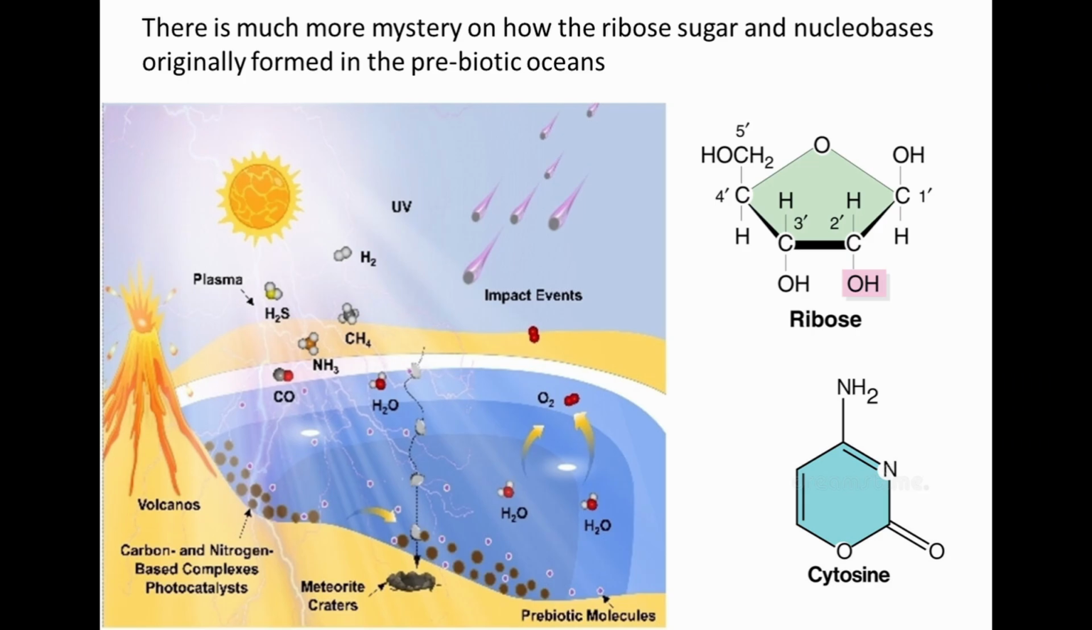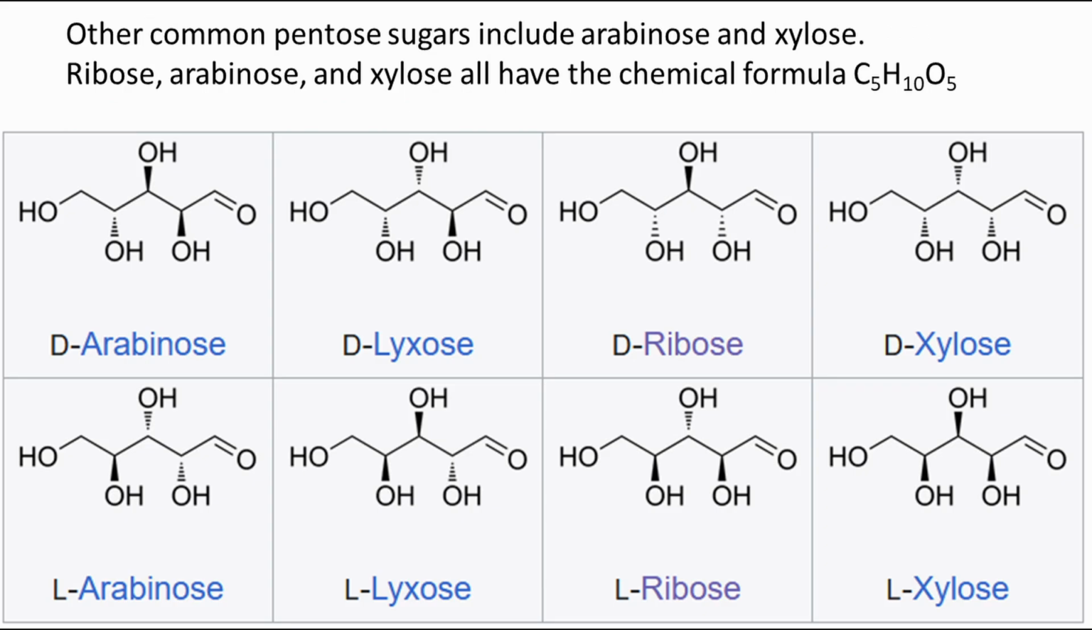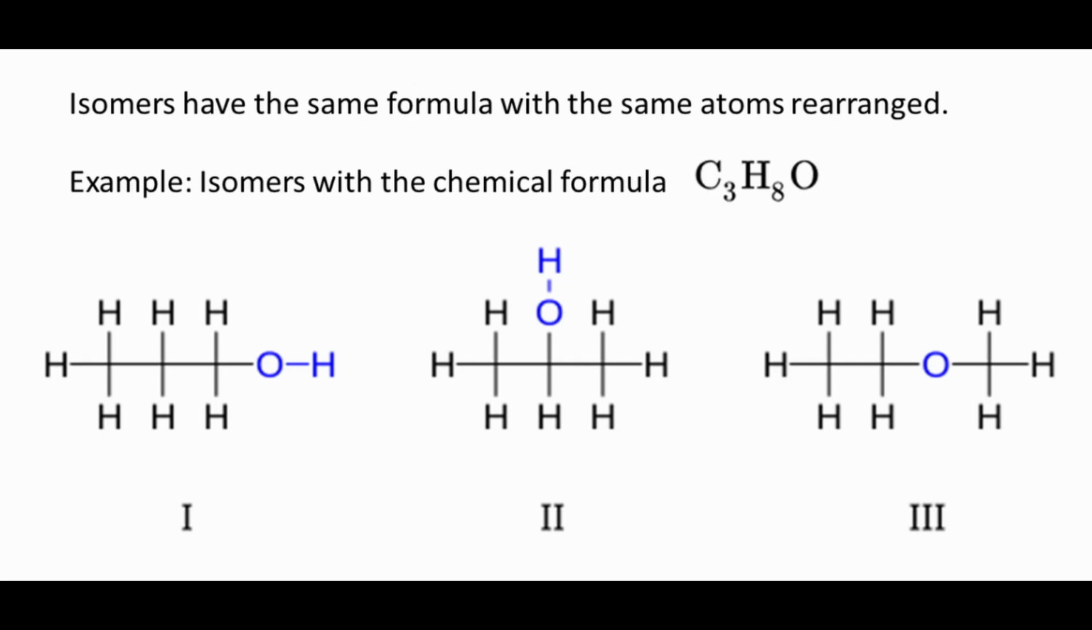There is much more mystery on how the ribose sugar and nucleobases originally formed in the prebiotic oceans, or in an isolated prebiotic pond on an ancient, lifeless Earth. Ribose is a pentose sugar with 5 carbon atoms. Other common pentose sugars include arabinose and xylose. Ribose, arabinose, and xylose all have the chemical formula C5H10O5. Ribose, arabinose, and xylose are isomers, meaning they have the same atoms just arranged differently.